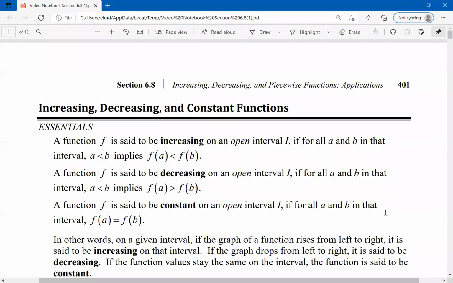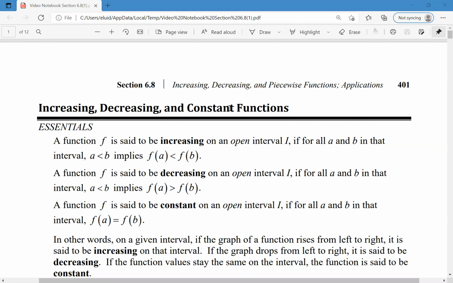All right, so in this section, as you can see, the chapter number is different. We've been working in chapter 2, dealing with graphing lines, slope, equations of lines, etc. This is a different topic. This is in chapter 6, section 6.8. We are talking about functions, and specifically we're going to be mostly looking at graphs of functions and talking about the shape of the graphs.